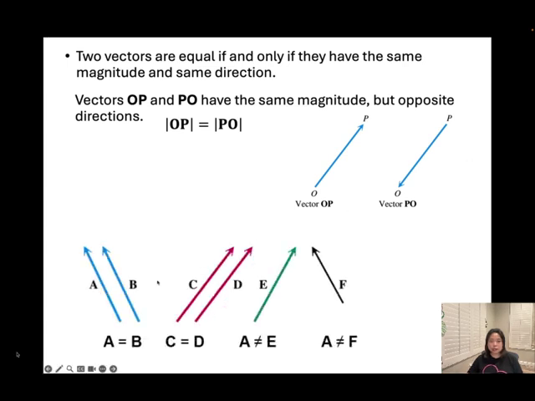So look at this example here. You can see vector A and vector B have the same magnitude and same direction, so they are equal to each other. Same idea with C and D. But vector A and vector E are going in different directions. They have the same magnitude, but a different direction. And vector A and vector F are going in the same direction, but they have a different magnitude. So they are not equal to each other.